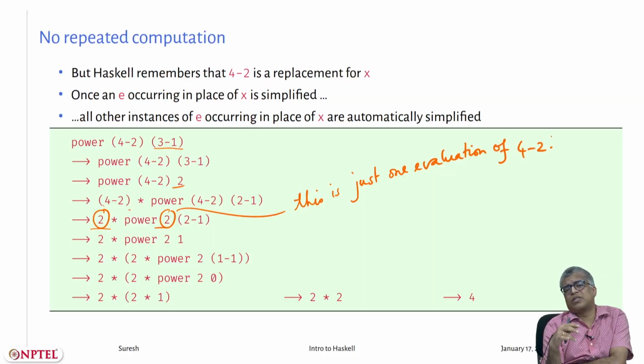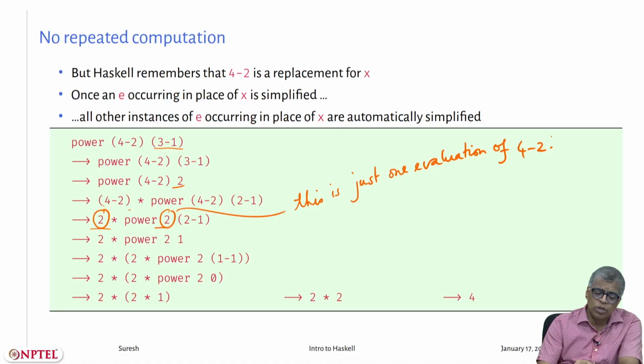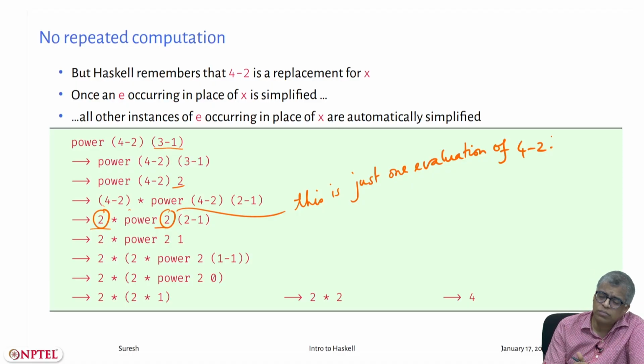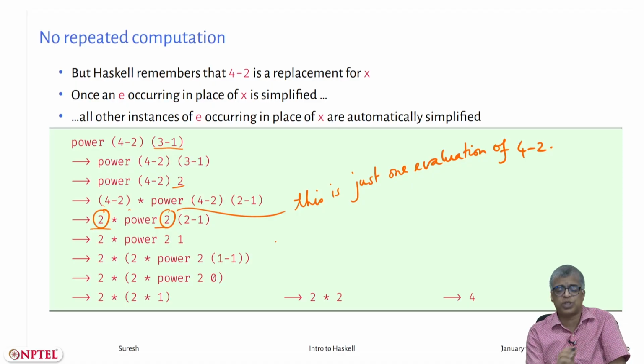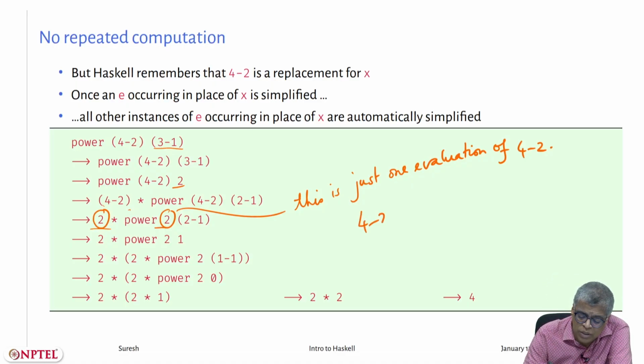Haskell manages this by maintaining some pointers or whatever internally. We don't need to worry about that. All we need to know is that if an expression is being used in place of a variable, once the expression is simplified, every other occurrence of that e which is used in place of x will be simplified. So that's all we need to know. Then the rest of the computation proceeds as usual, with just 2 and not 4 - 2. 4 - 2 is evaluated only once.